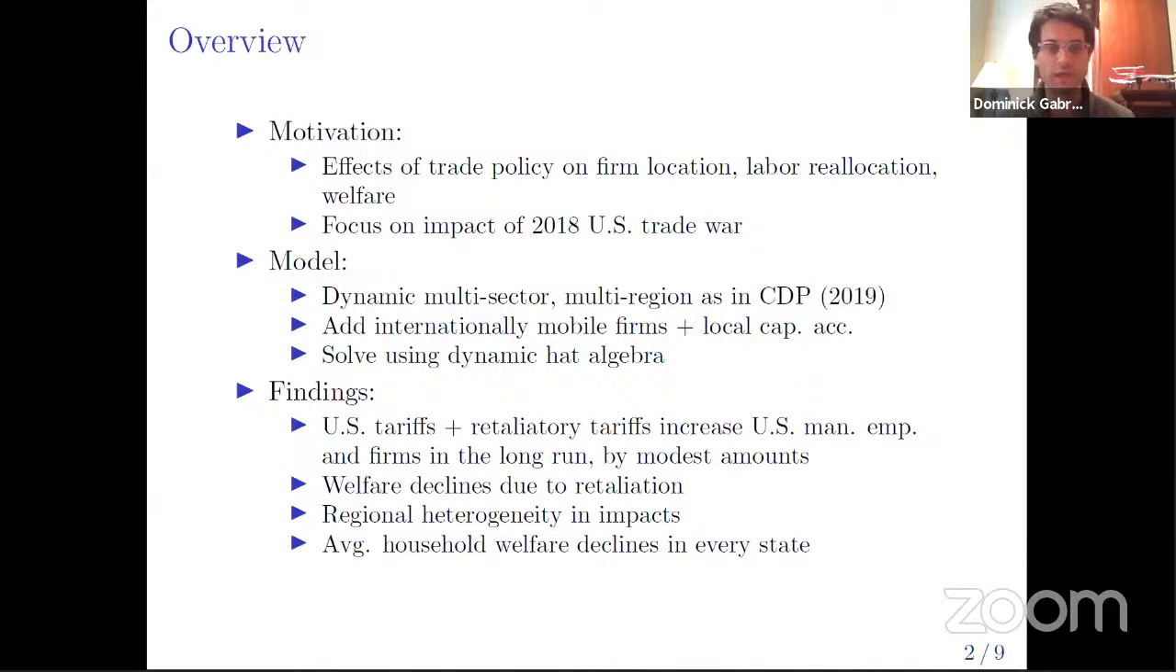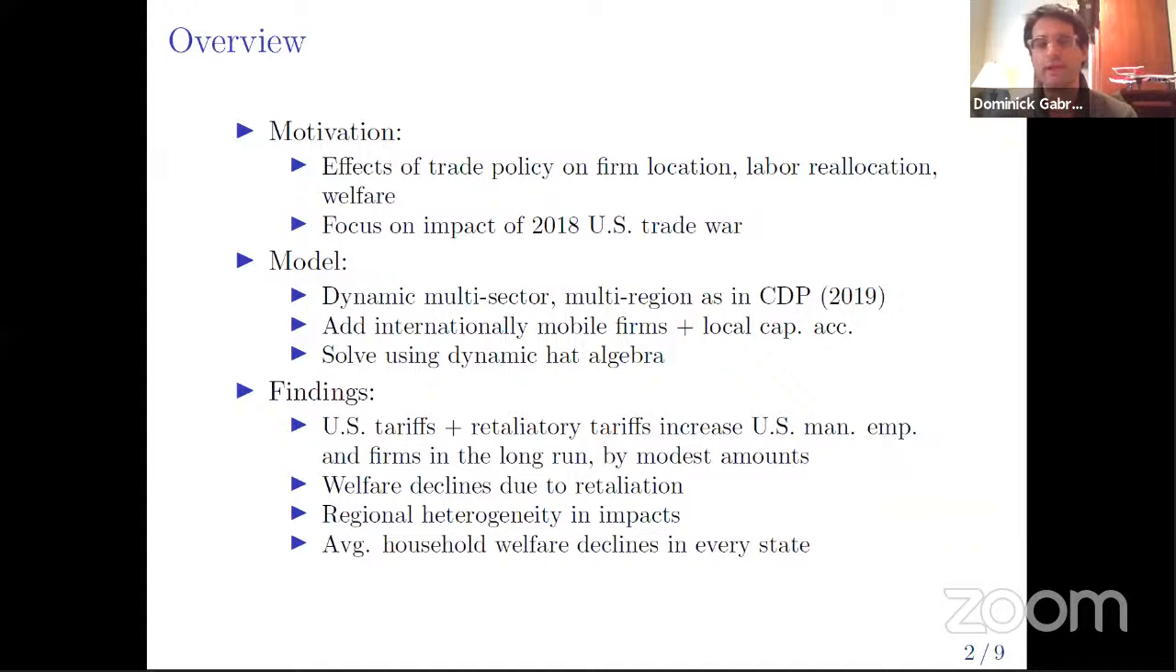And the focus is on understanding the impact of the U.S. trade war in 2018. So the model is going to be a dynamic, multi-sector, multi-region model, as in Caliendo, Parro, and Dworkin. But the innovation here, relative to that paper, is to add internationally mobile firms and local capital accumulation. And similar to that paper, they're going to solve the model using dynamic hat algebra.